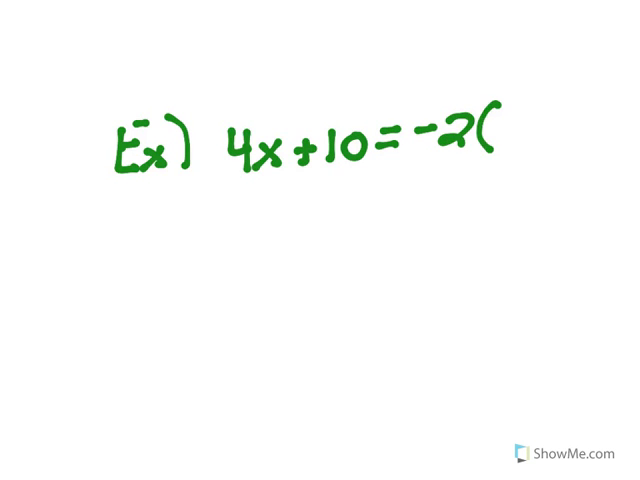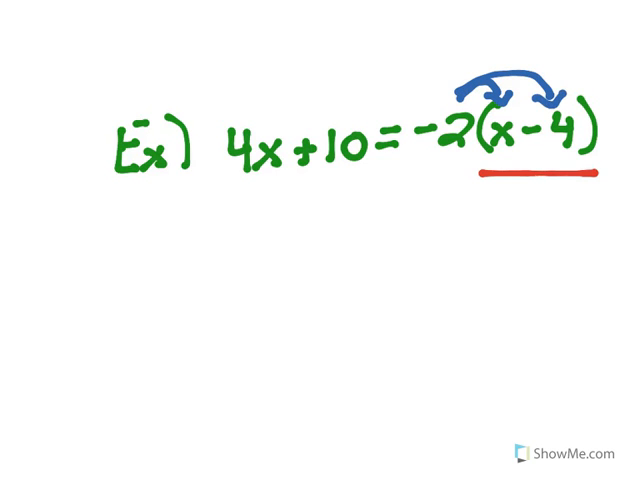If we have something like 4x plus 10 equals negative 2 times x minus 4. All right, so again, you're going to notice right away here, I see parentheses. So I want to get rid of those parentheses. And I do that by using my distributive property, which means I'm going to multiply by negative 2 right here, by x, and by negative 4.